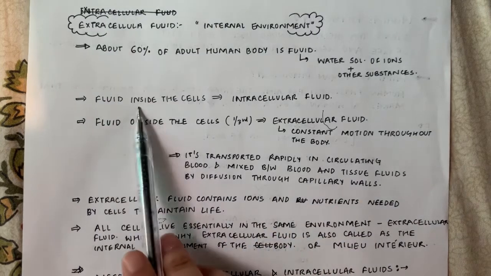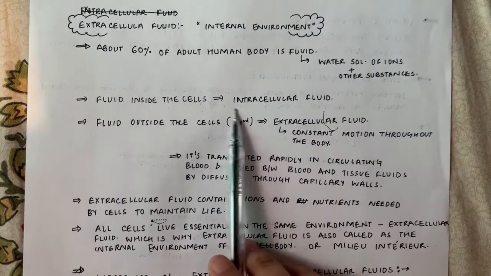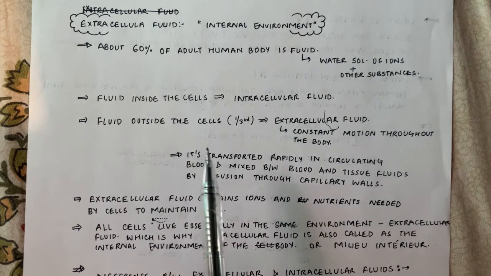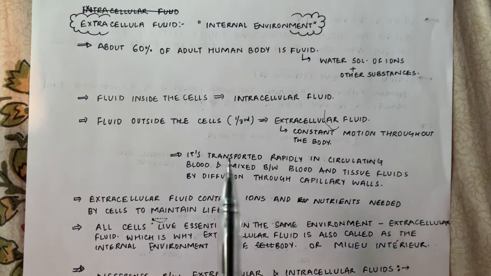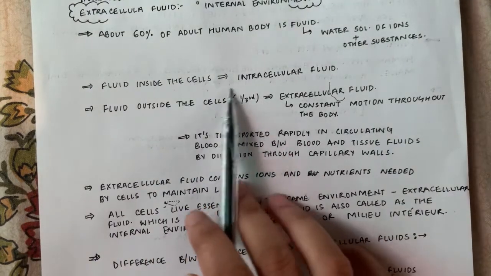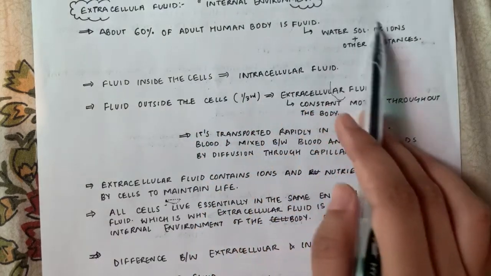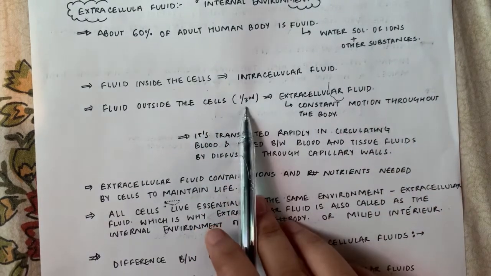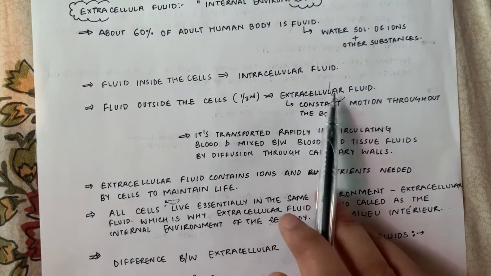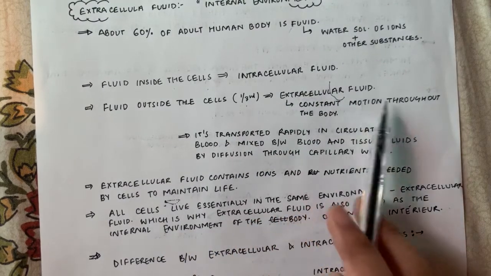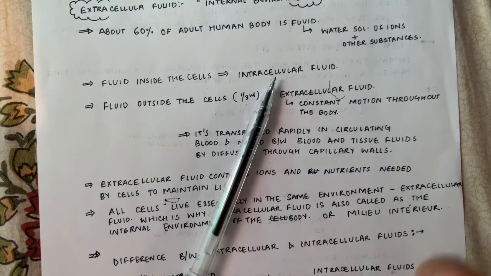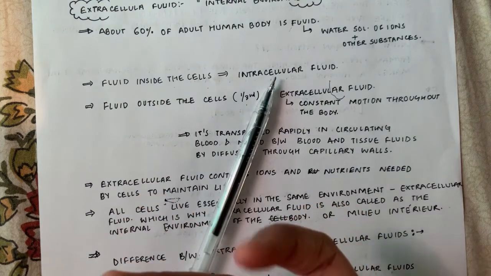So fluid inside the cells is also known as the intracellular fluid. जो fluid cell के अंदर present होती है उसको हम intracellular fluid भी बोलते हैं. Now fluid outside the cell, which is 1/3 of the entire fluid, like 60% का 1/3, which is equal to 20% of the fluid, is extracellular fluid, which is in constant motion throughout the body.